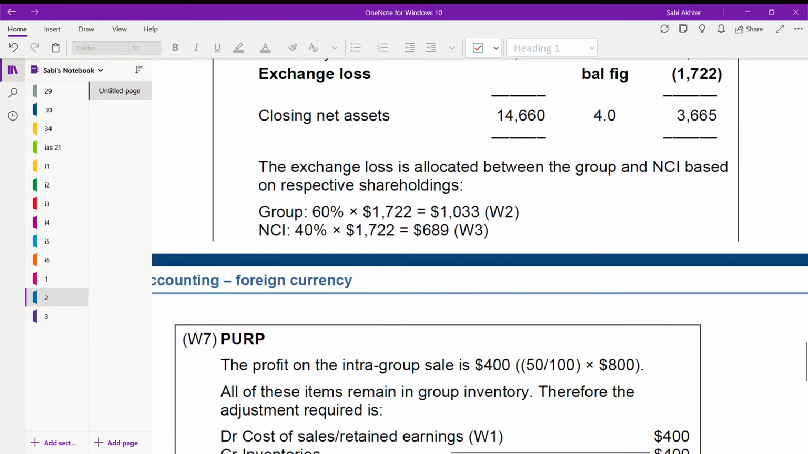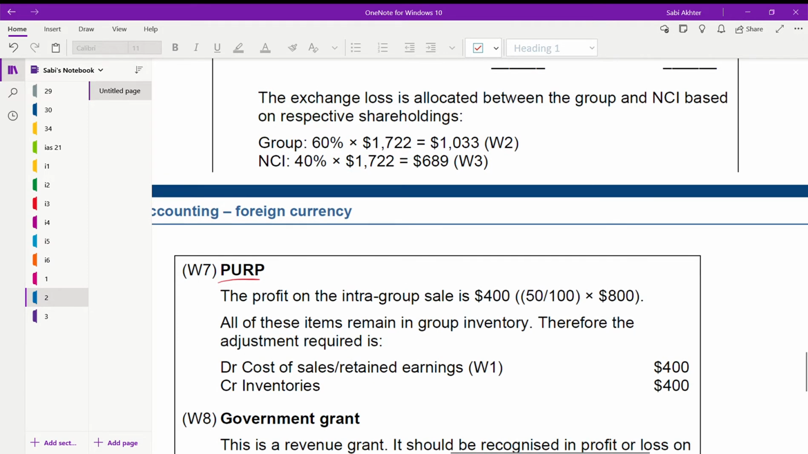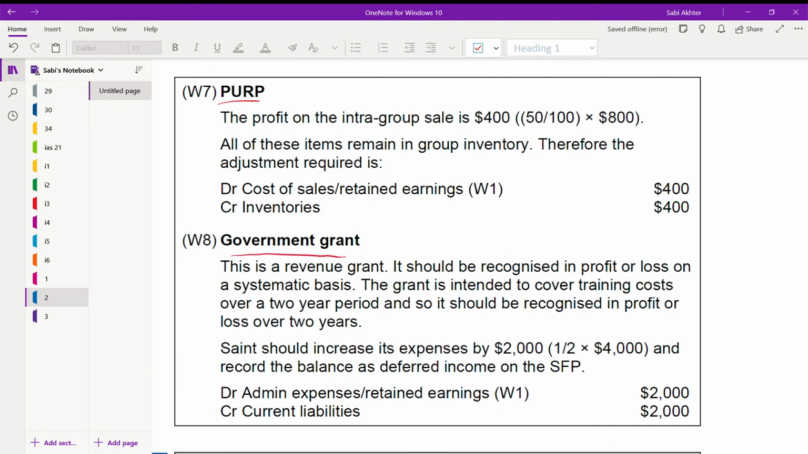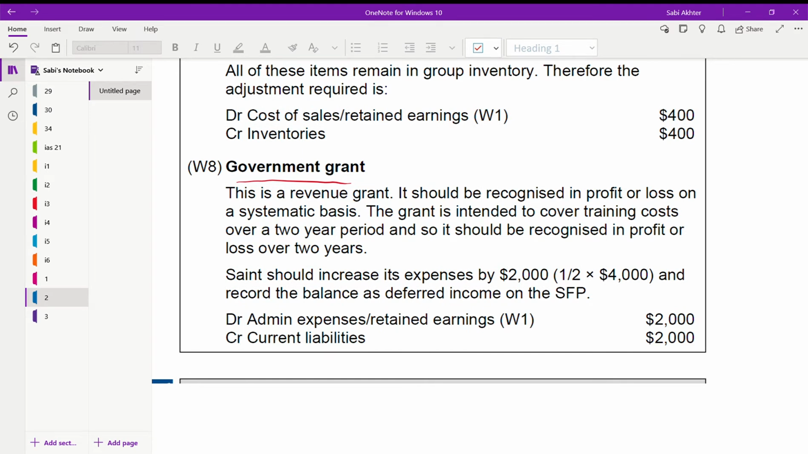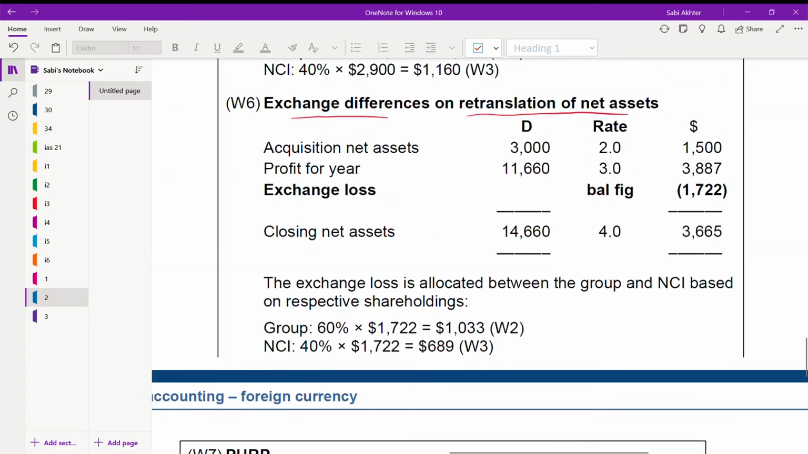Working 6, provision for unrealized profit. You need it to calculate the foreign exchange gain or loss for net assets and profit. Government grant also you need for your equity section, for your liabilities and all. If it's in the non-current liability, you have to take it out and it will come into the retained earnings. That's why it will affect your retained earnings. Anything affecting your retained earnings will come in the equity section. So there are 8 workings.